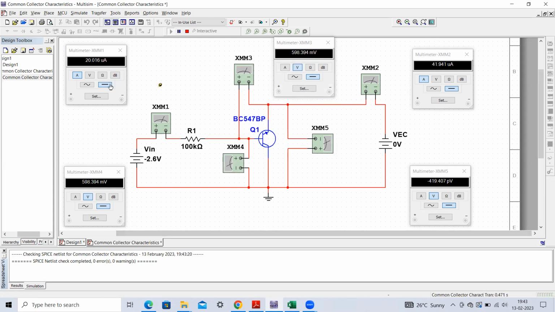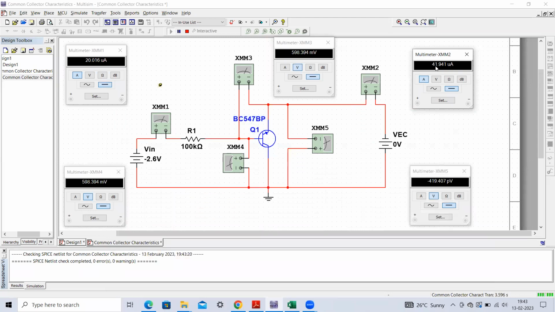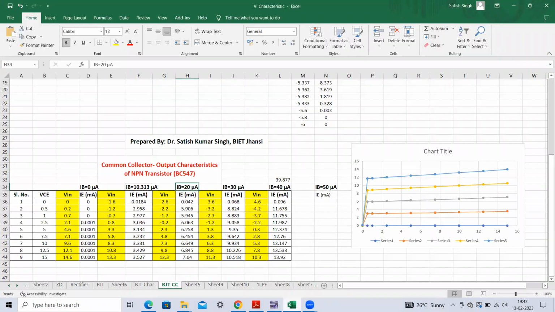So this way you have to control your base current. You remember that for a constant base current, you have to obtain the common collector output characteristics by varying this VEC and measuring the emitter current. This current is 41.941 microamperes, so you can write it over here. Since it is in microamps, you can write that value in milliamperes as 0.042 milliamperes. So hopefully how to perform this experiment must be clear.